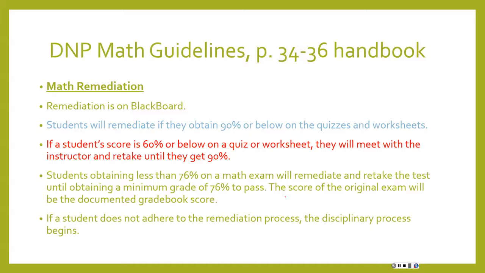The math remediation can be found on the Nursing 227 course homepage, and that does need to be completed within a certain time frame, which is allotted on the page. You need to have it done by the next week by Friday at 5 o'clock. And if you did score a 60% or lower on any of the math quizzes, you'll need to meet with an instructor at your site.